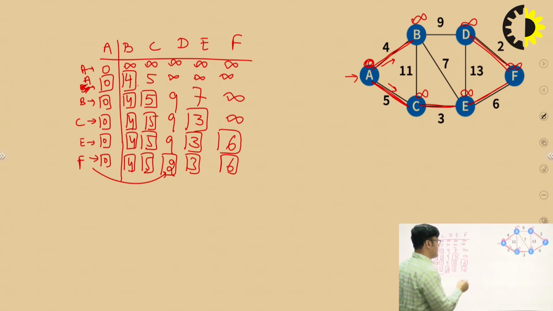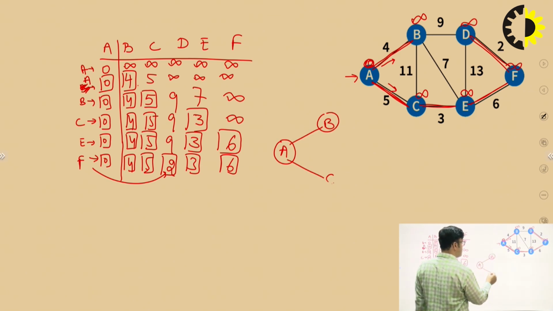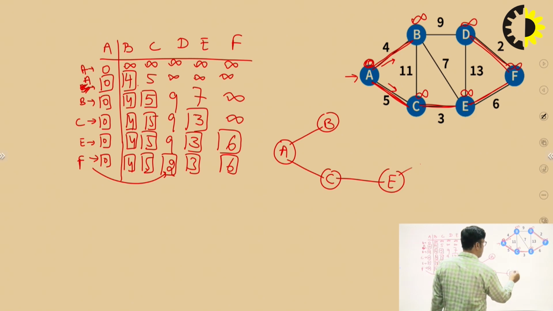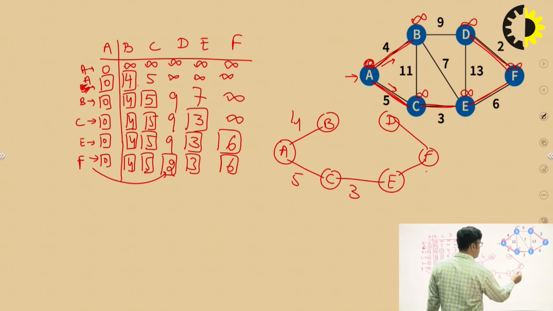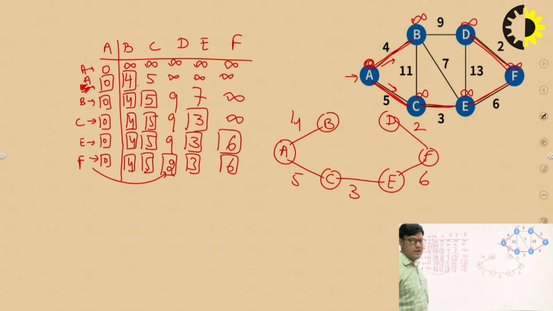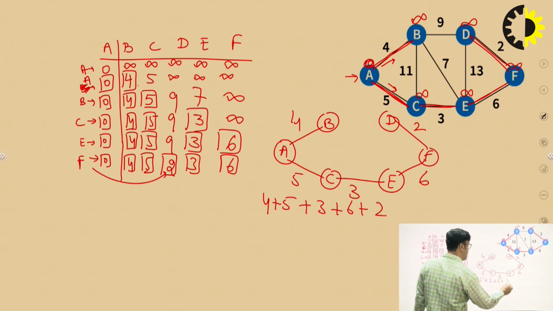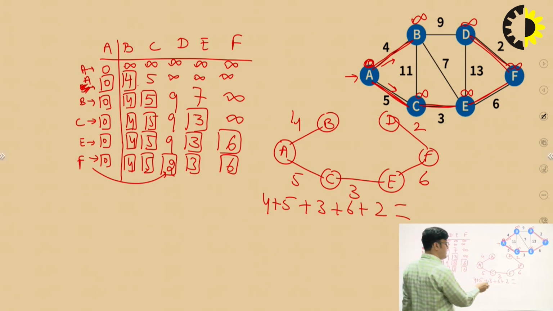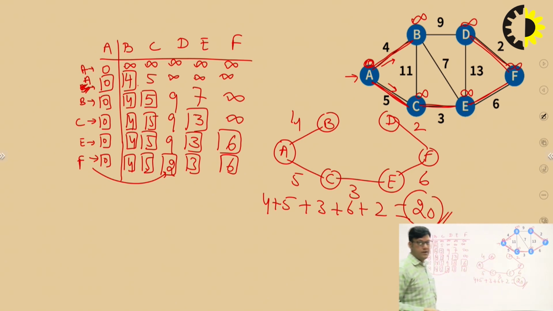Okay, students, now we have the minimum spanning tree: A to B, A to C, C to E, E to F, and F to D, with weights 4, 5, 3, 6, 2. You can see that we have visited all the vertices. So we can find the minimum cost: 4 plus 5 is 9, 9 plus 3 is 12, 12 plus 6 is 18, 18 plus 2 is 20. So this is the minimum cost for this given spanning tree using Prim's algorithm.